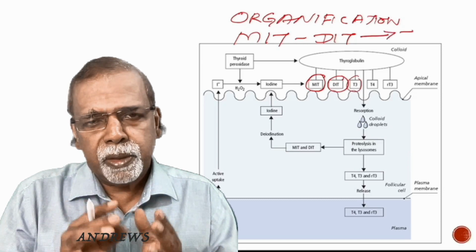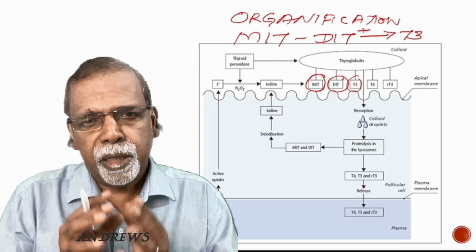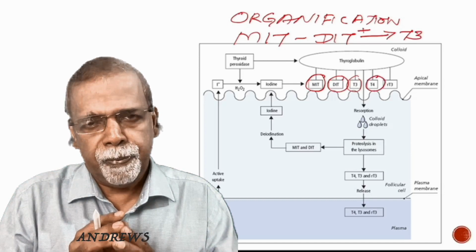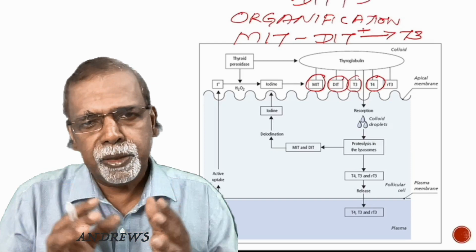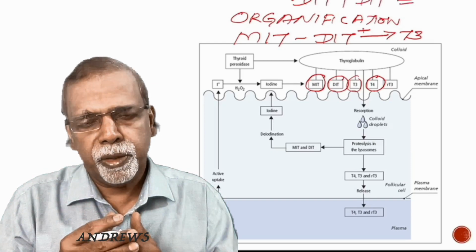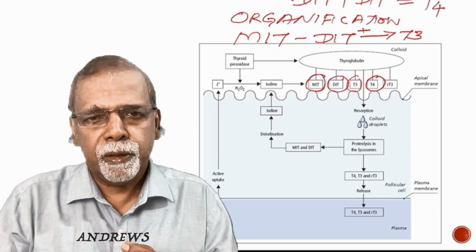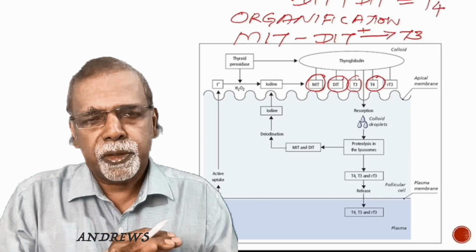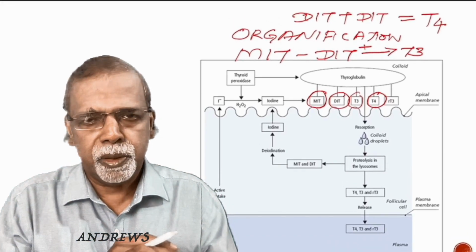One monoiodotyrosine combines with one diiodotyrosine to form triiodotyrosine, that is the T3. And when 2 DIT combine together, it forms tetraiodotyrosine, that is the thyroxine. So now we have studied how the organification is occurring and how the T3 and T4 are formed.